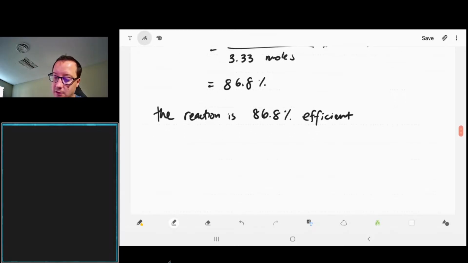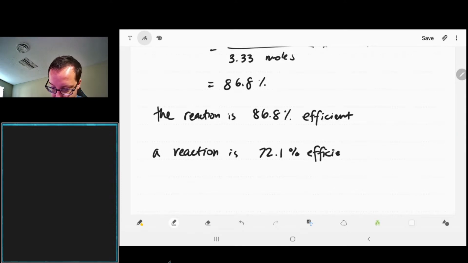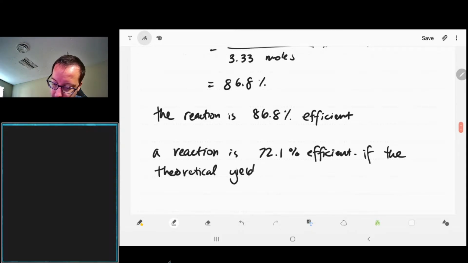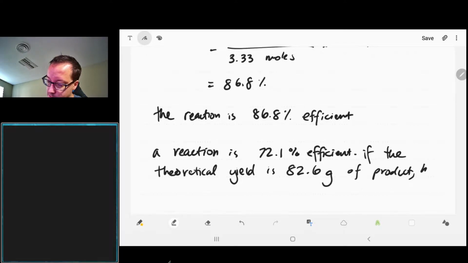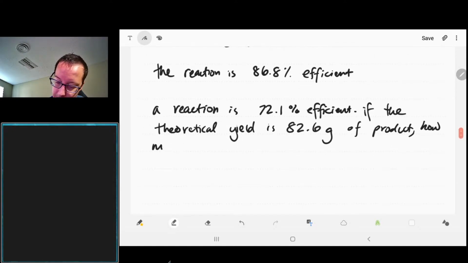Or I could say, okay, a reaction is 72.1% efficient if the theoretical yield is 82.6 grams of product, how much can be expected?